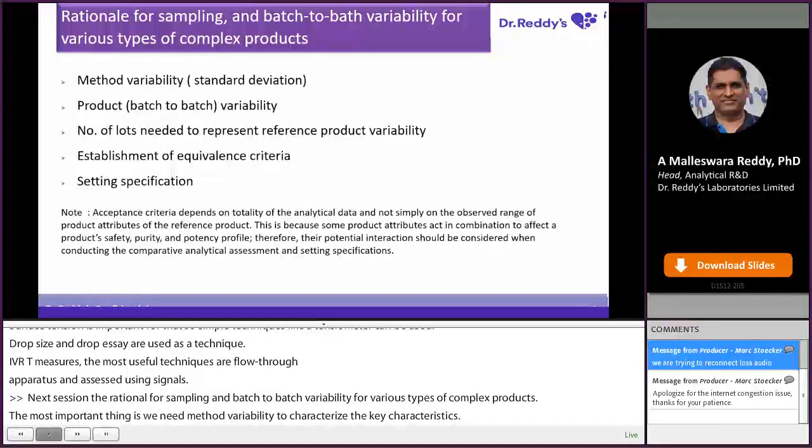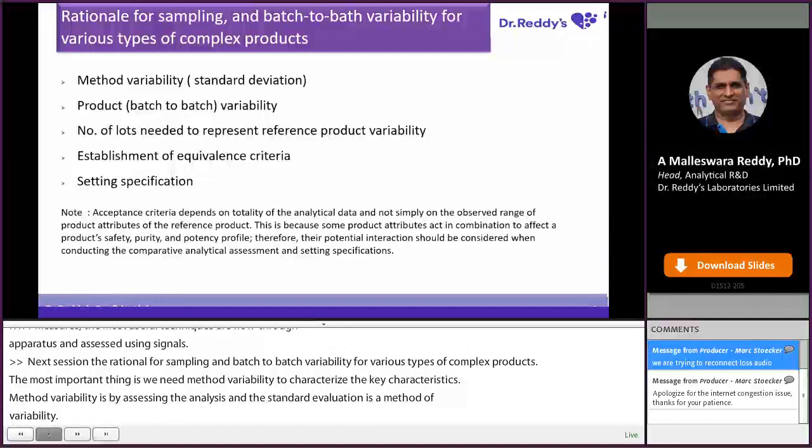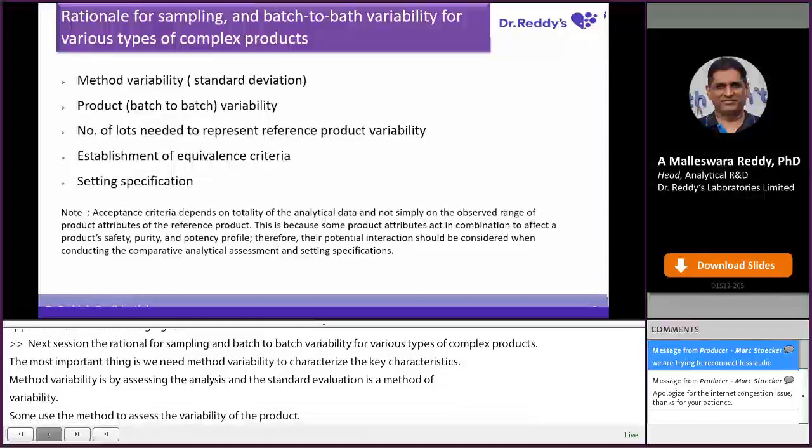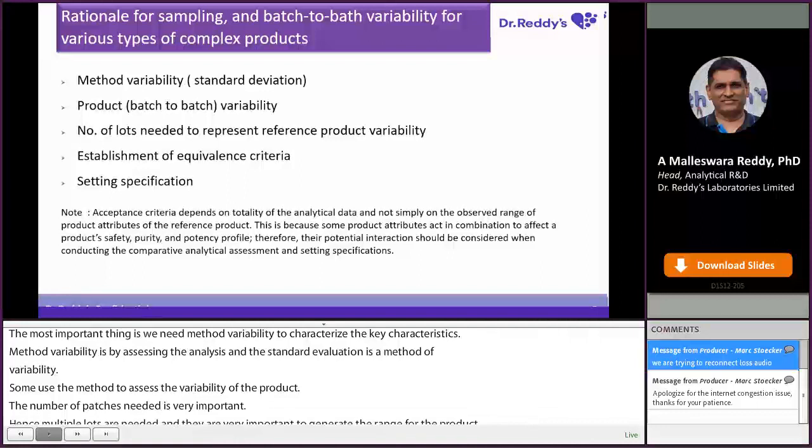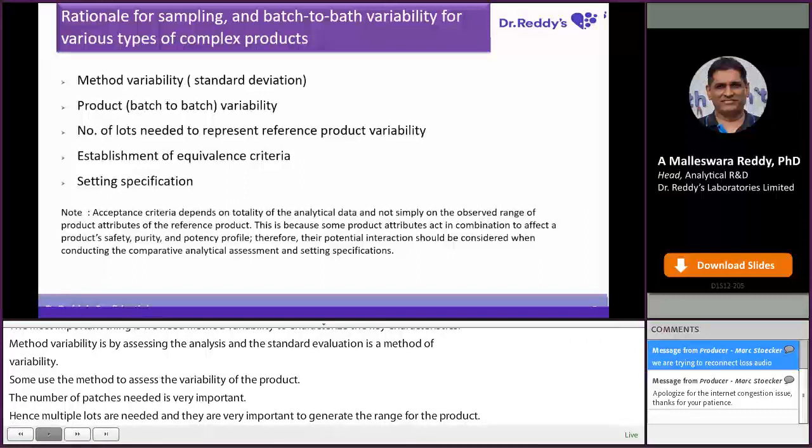Once the method variability is understood, using the developed method, we have to analyze multiple lots of RLD to assess the batch-to-batch variability of the reference product. The number of lots needed to represent the reference product variability is very important. And hence multiple lots of RLD analysis is very important to generate the range for acceptance for a generic product. And hence establishing equivalence criteria is useful for the characterization. And once the equivalence criteria is established, the next step is the setting of the specification.